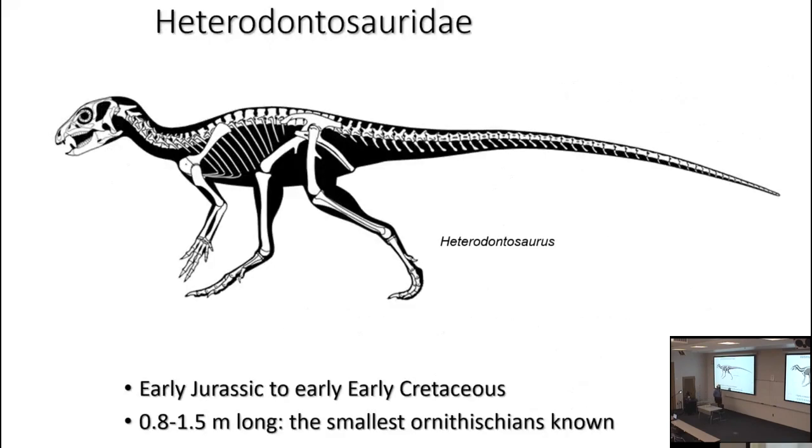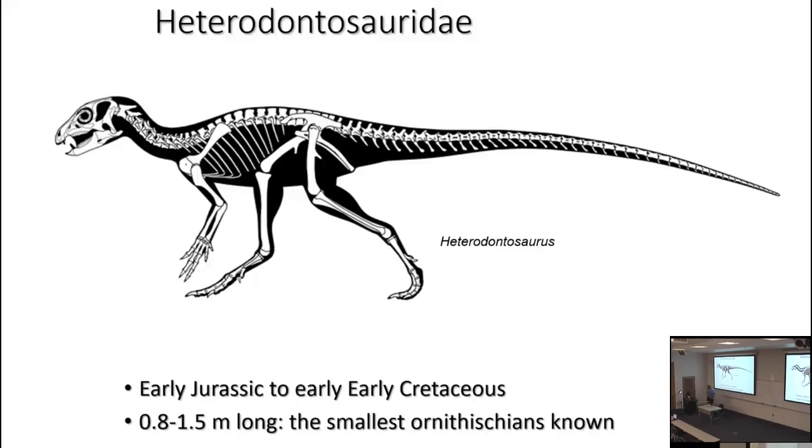All right, the first group that's relatively important, though it's not that big, of ornithischians are the Heterodontosaurids. Heterodontosaurids show up in the earliest Jurassic. They actually survive into the early part of the early Cretaceous. So that's actually a pretty long duration. They are, as a group, rather than any one individual genus, the smallest ornithischians known. They range from about 0.8 meters, so 80 centimeters, that's not quite 3 feet, to 1.5 meters, so about 4 feet long. And you can see, like in most dinosaurs, half the length is tail. So we're talking about smallish animals.